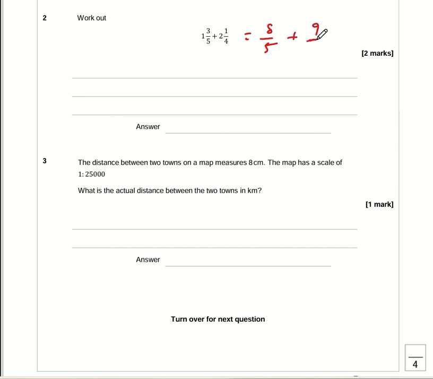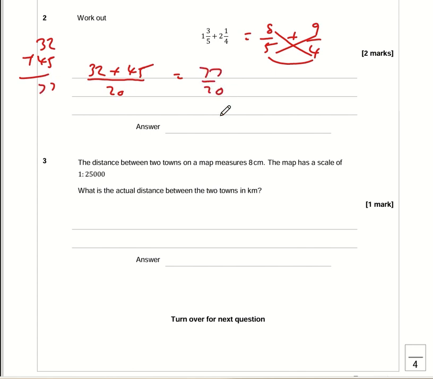So 8 fifths plus 9 quarters. I'm going to do the crisscross smiley face technique here. So 8 times 4 is 32, plus 9 times 5, which is 45, all over 5 times 4, which is 20. 32 plus 45, maybe you need to do a quick column for that. 2 plus 5 is 7, 3 plus 4 is 7, so that is 77 over 20.